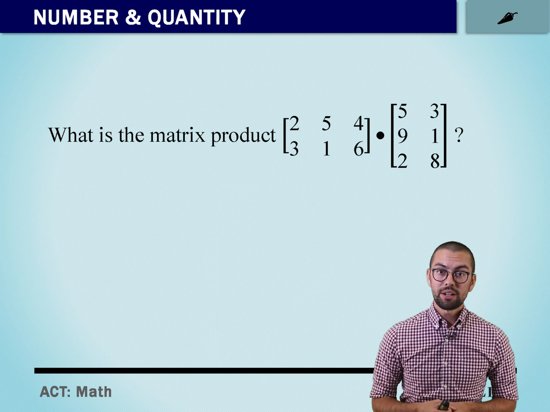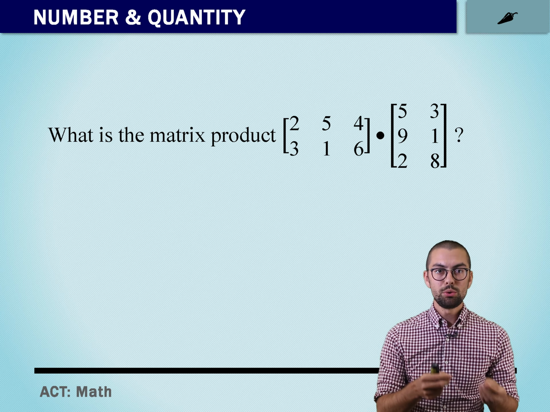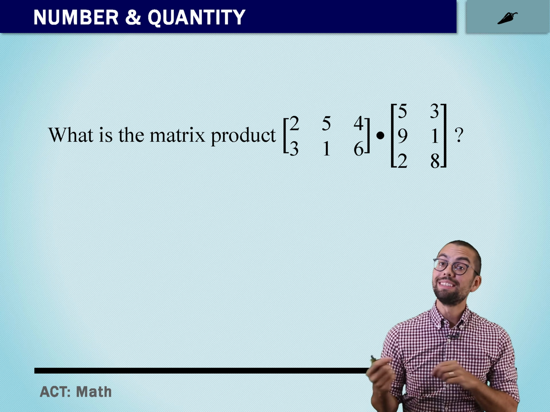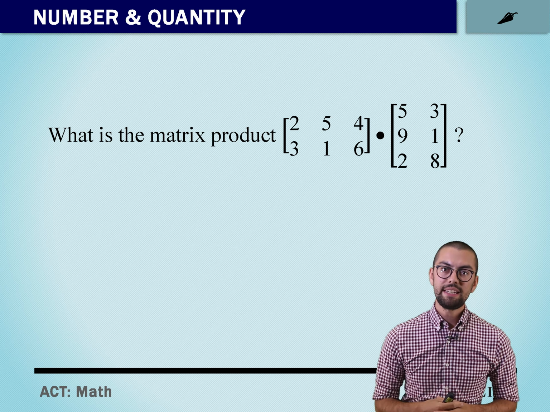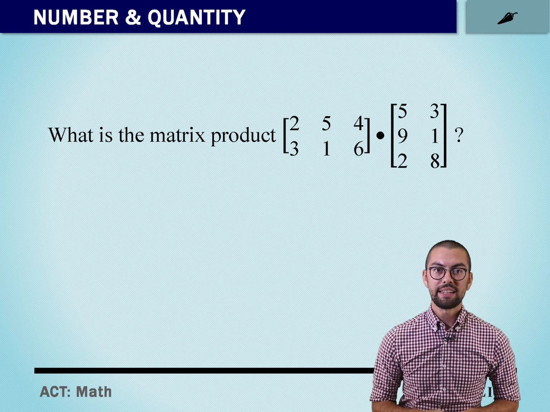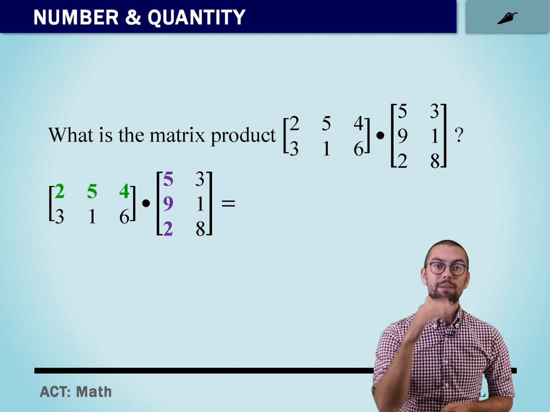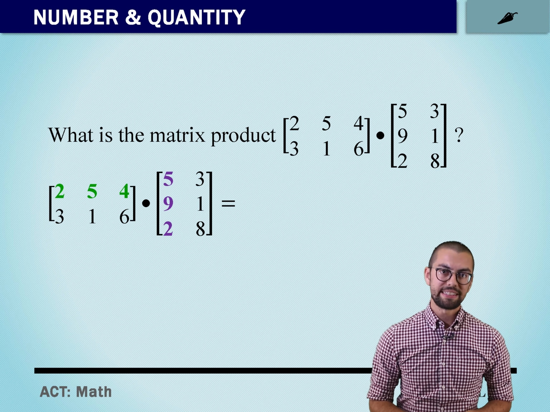Now let's practice some multiplication of actual matrices. What is the matrix product between the two matrices, a 2 by 3, 2, 5, 4, 3, 1, 6, and a 3 by 2, 5, 3, 9, 1, 2, 8? So again, we'll take a row of the first matrix times a column of the second matrix, multiply corresponding entries, and add them all together.